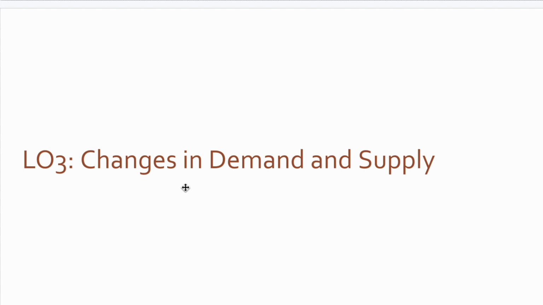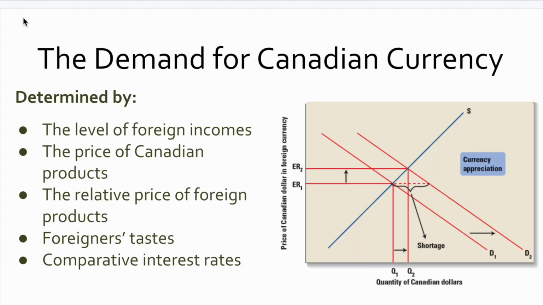So now let's look at learning objective 3, changes in demand and supply. The demand for Canadian currency is really determined by a bunch of factors. The key ones being the level of foreign incomes, how much money people have to spend, the price of Canadian products, how much it costs to buy those things, and the relative price of foreign products. We live in a competitive world. If you can buy it somewhere else more cheaply, that's where people are going to buy it. Foreigners' tastes, what people prefer. Is there an appetite for a Canadian product, for example? And comparative interest rates. How much does it cost to borrow money somewhere else versus here?